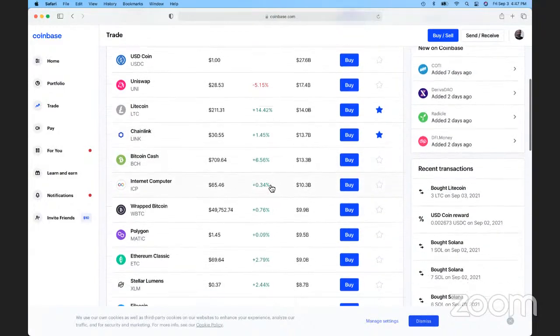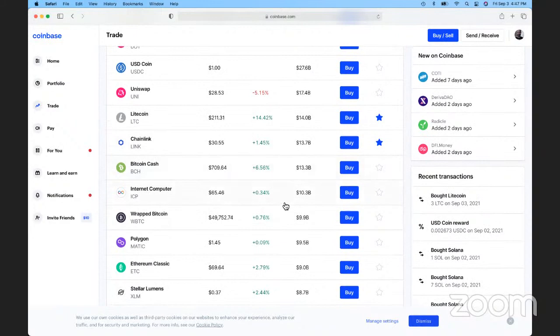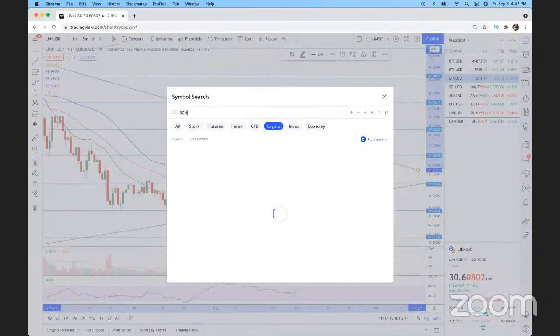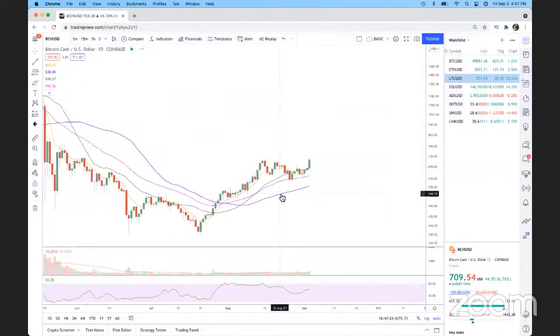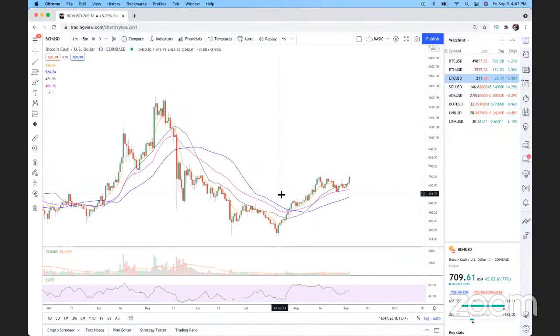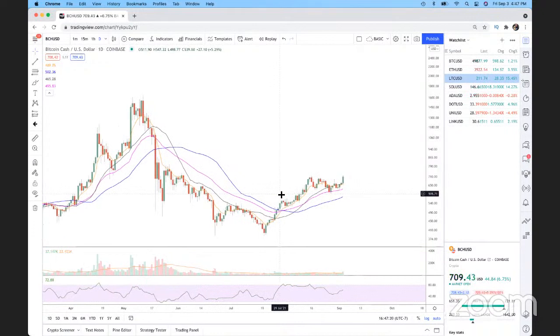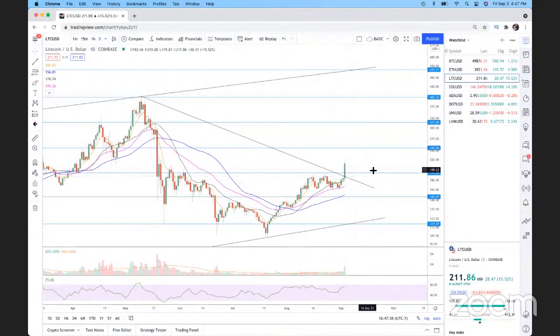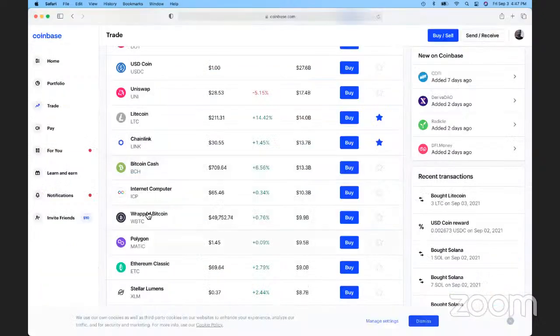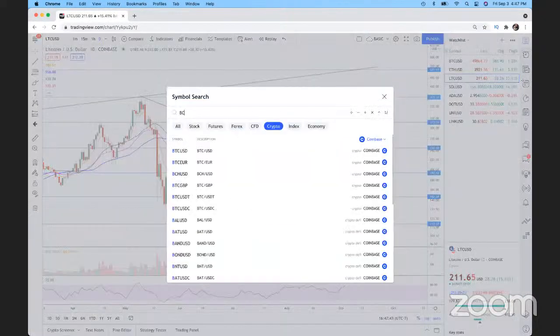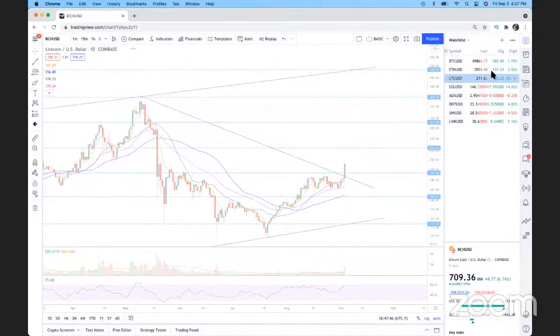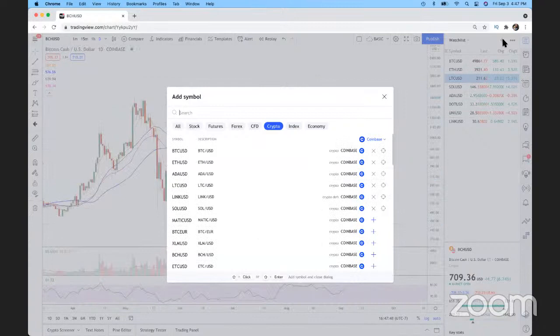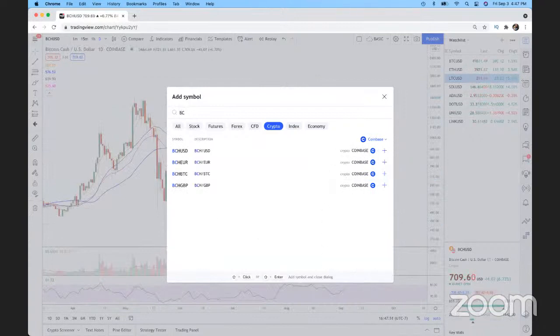Bitcoin Cash, BCH. This is expensive. BCH USD. Let's see what this does. Okay, that looks good. Looks similar to Litecoin. Yeah, Litecoin is stronger. So between the two, I would pick Litecoin. But BCH USD, let's put this one in the list as well.